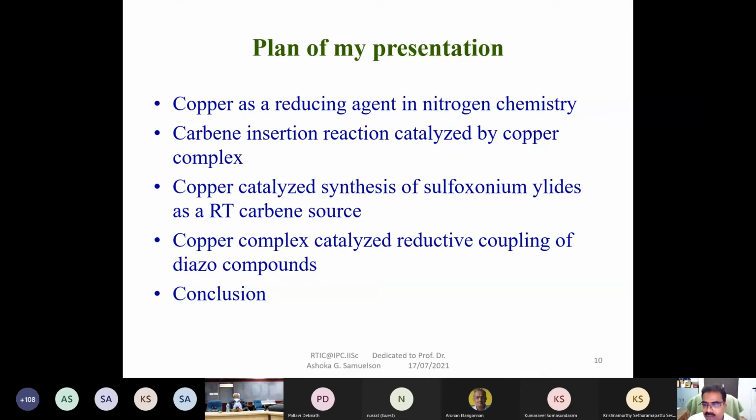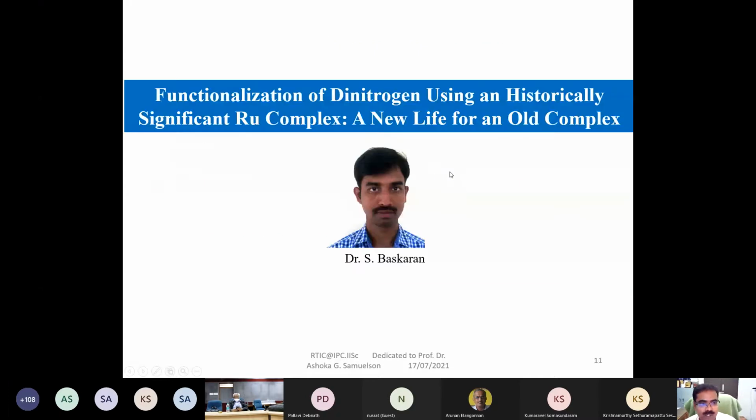So here what we have done is make sulfoxyl halide in many grams and with many examples as a room temperature carbon source. So we can make it, put it in a bottle and keep it on the shelf. We can even make it commercially available in this aspect. The copper complex catalyzed reductive coupling of diazo compounds I will also discuss, and finally the conclusion.